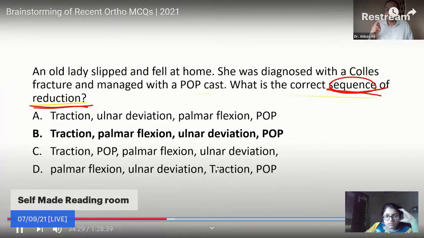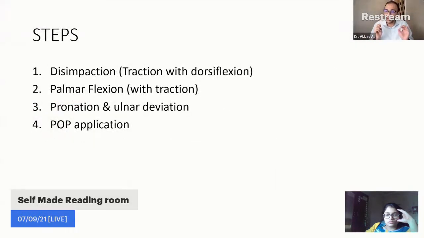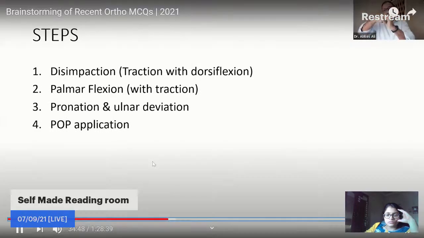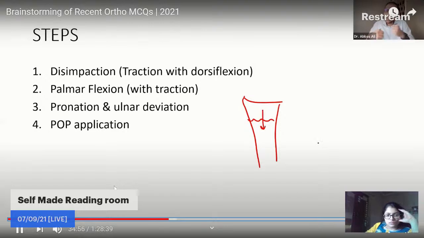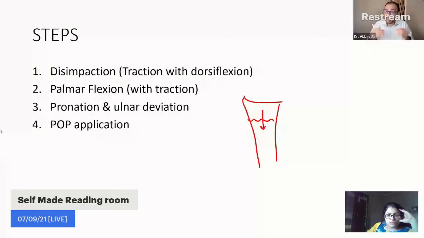Okay. So listen. The question is asking about the sequence, and please remember the sequence of reduction and the positioning of the cast are different. They are 2 different things. The sequence of reduction, remember, is this. The first thing you should do is disimpact the fracture. In Colles fracture, the fracture fragment is impacted into the metaphysis. Suppose this is your distal radius. When there is a fracture here, it gets impacted. The displacements, mnemonic LIDS or BILLS: dorsal, impaction, lateral, and supination, all of those are there. So there is impaction. So what you need to do is first disimpact.